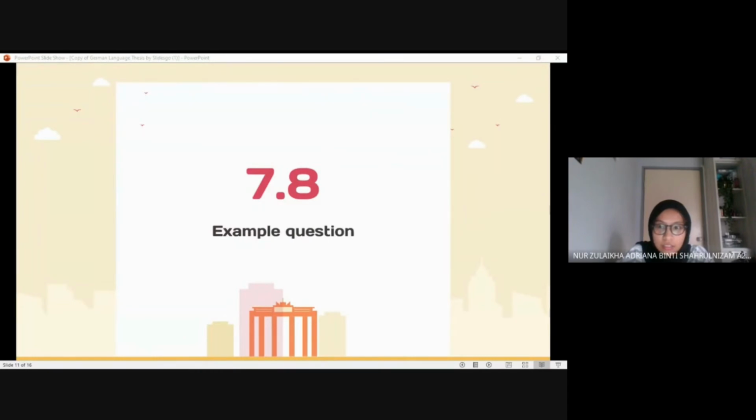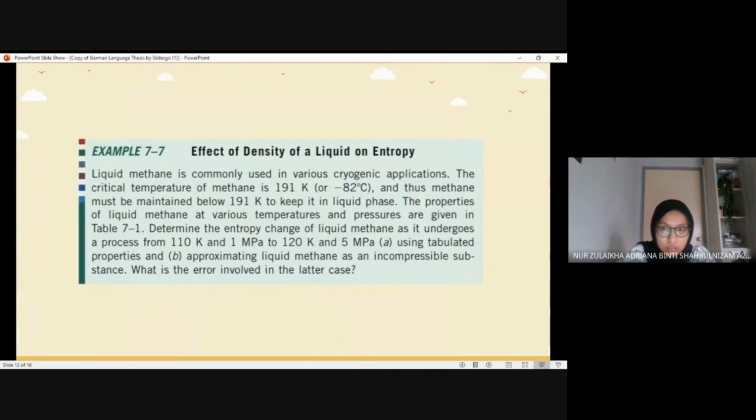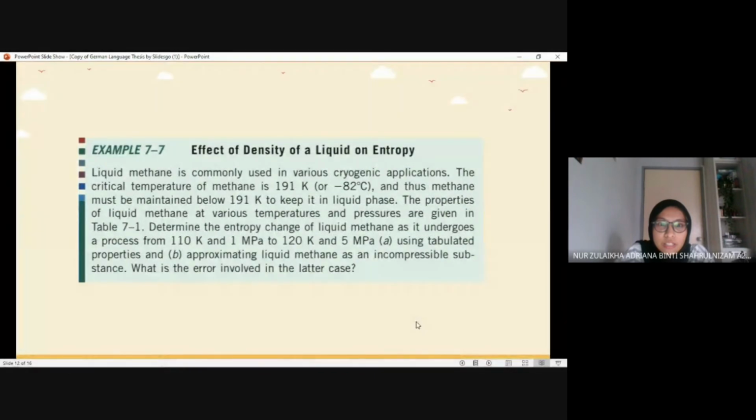Next. The question states that liquid methane is commonly used in various cryogenic applications. The critical temperature of methane is 191 Kelvin. Thus, the methane must be maintained below 191 Kelvin to keep it in a liquid phase. We need to determine the entropy change of liquid methane as it undergoes a process from 110 Kelvin and 1 megapascal to 120 Kelvin and 5 megapascal. The first question is to determine the entropy change using the tabulated properties, and the second question is to determine the entropy change approximating liquid methane as an incompressible substance, and then find the error involved.